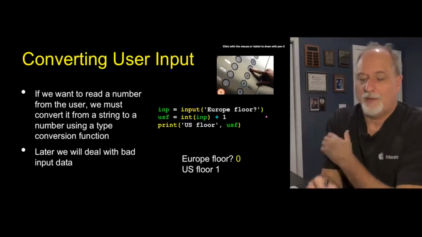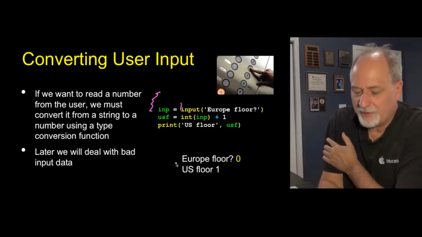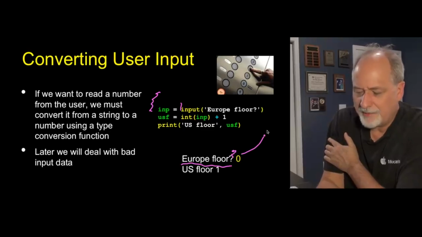So here we go. Program starts. We do the input side effect. It prints out this and then waits. We type in 0. That comes back here.